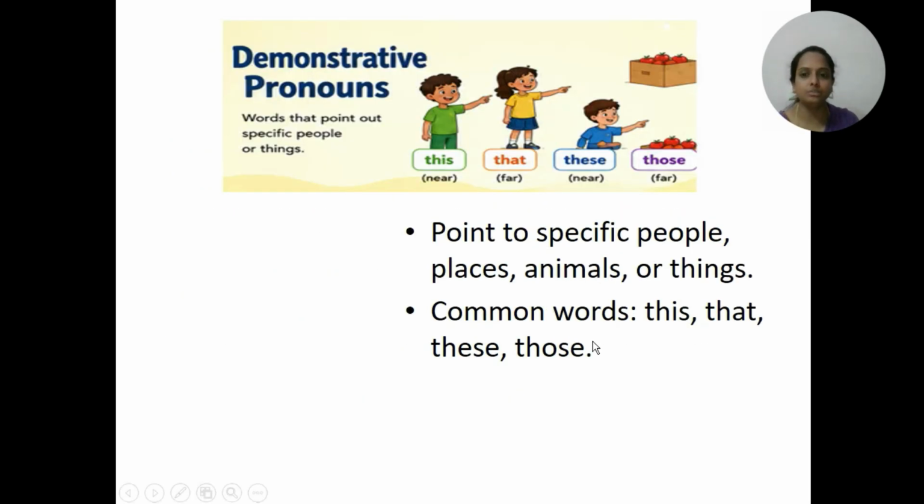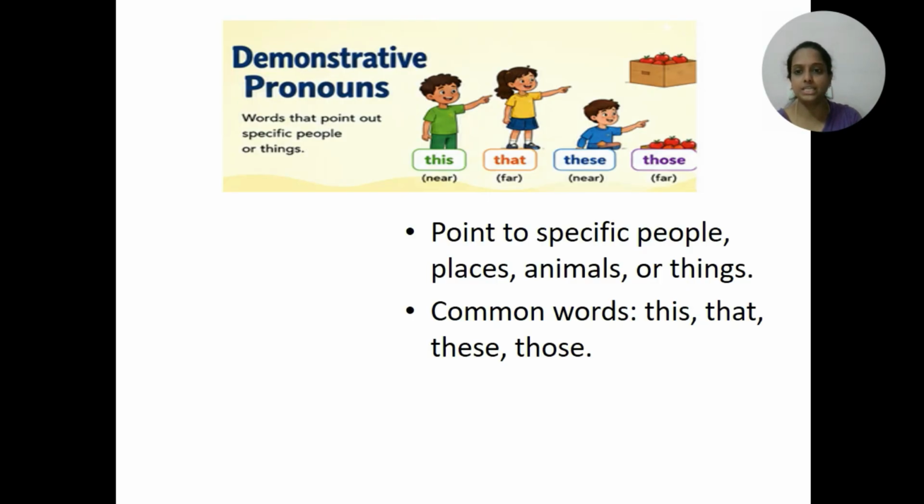Now, let's move to the next pronouns, demonstrative pronouns. Imagine you are pointing at something. This is my notebook. Those are beautiful mountains. The words this, that, these, and those are called demonstrative pronouns. So, a demonstrative pronoun points to a specific person, animal, or thing.